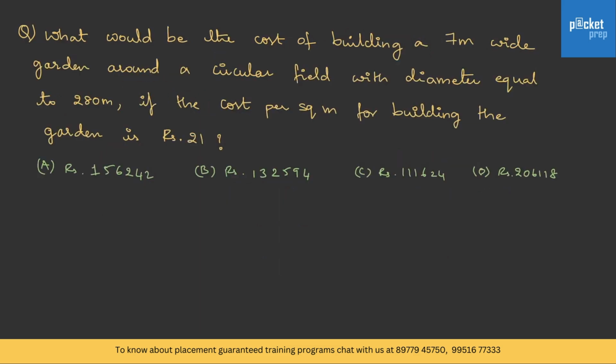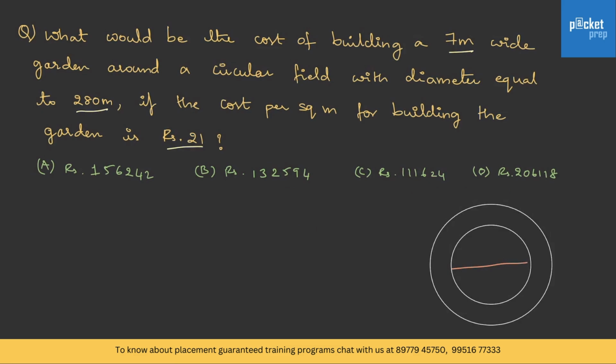What would be the cost of building a 7-meter wide garden around a circular field with diameter equal to 280 meters if the cost per square meter for building the garden is rupees 21? To understand this, let me draw a diagram. So there is a circular field whose diameter is 280. So its radius will be half of the diameter, that is 140 meters. And they are saying we are supposed to build a garden around it with 7 meters.